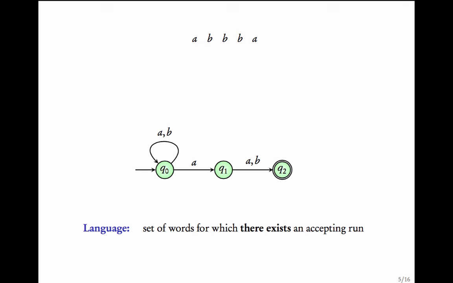Let us look at another word, A, B, B, B, A. So this word is not in the language. Let us look at the runs. There is only one possibility. The only possible run stays in Q0 till the end. And since the ending state is not an accepting state, this run is non-accepting and the word is not accepted by this automaton. So this is giving us the criterion for accepting or not accepting a word. As long as there is one run which ends in an accepting state, the word is accepted by the automaton.